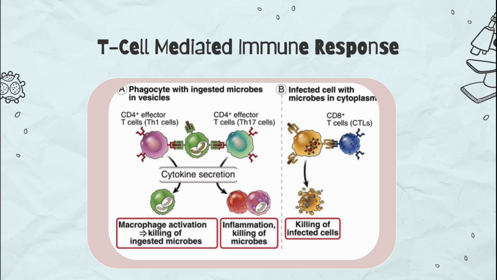On the right side, this slide shows CD8 positive cytotoxic T lymphocytes, or CTLs, responding to infected cells that contain microbes in their cytoplasm. Unlike CD4 helper T cells, CD8 T cells directly kill the infected cell. This is important for eliminating cells infected by viruses or other intracellular microbes. So overall, this slide highlights the two main strategies of T cell mediated immunity. CD4 T cells coordinate immune responses through cytokine secretion, while CD8 positive T cells directly destroy infected cells.